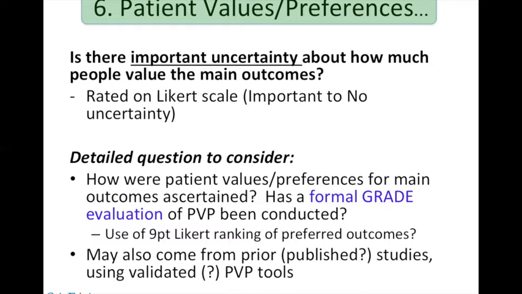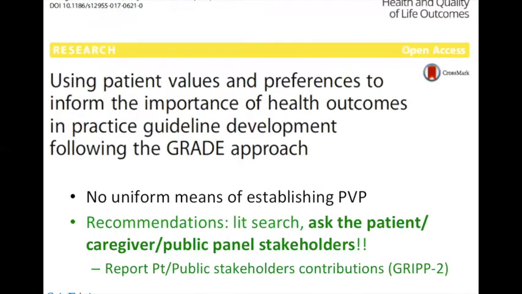That's beyond the scope of this particular talk. Or does the patient values and preferences information come from prior studies, published or not? And did they use validated PVP tools, yes or no? The importance of this has been recently highlighted by Zhang et al. There's an article looking at patient values and preferences to inform the importance of health outcomes, i.e. rank priorities, in guideline development using GRADE.